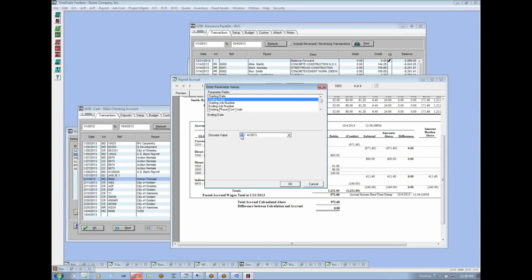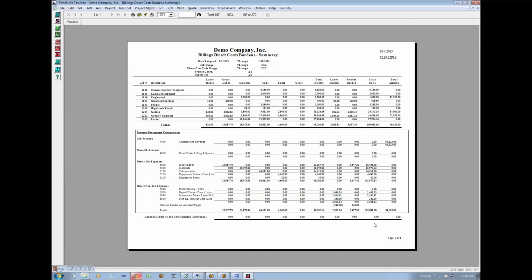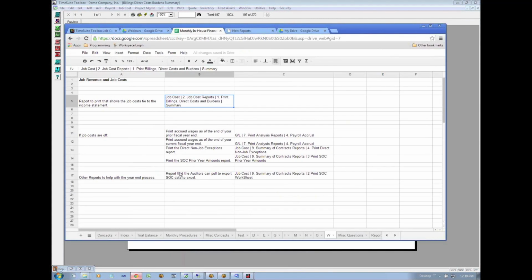So from the first of the fiscal year through the cutoff date, if our cutoff date was February, it would be January 1st, 2013 through February 28th, 2013. And so we're looking for this along the bottom. So this is the report that shows us our job costs sink into our general ledger. If job costs are off, we print the accrued wages at the end of your fiscal period, and then you print your accrued wages at the beginning of your fiscal period to see if they're off. GL number 7, print analysis reports number 4, accrued wages. We already covered these concepts.